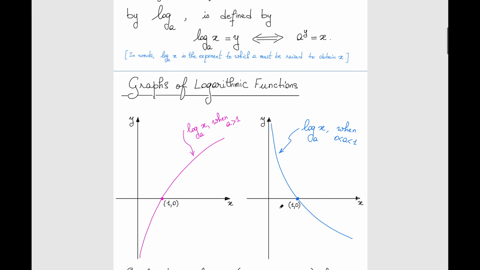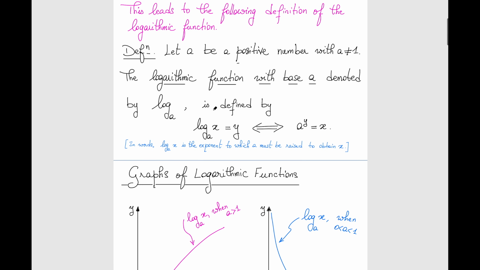Well, the log function with base a is the inverse function of the exponential function with base a, right? And what's the relationship between a function and its inverse? They are symmetric with respect to the line y equals x. If you remember back to the inverse function section, we know that the inverse function and the function itself have graphs that are symmetric with respect to the line y equals x.